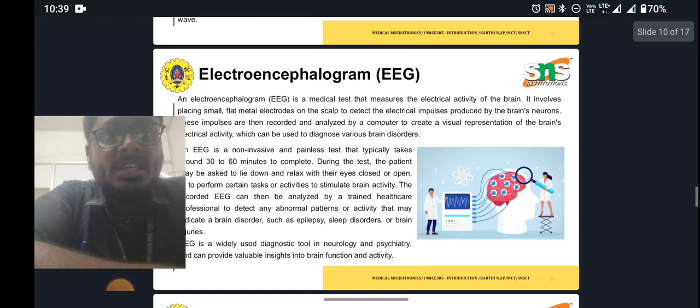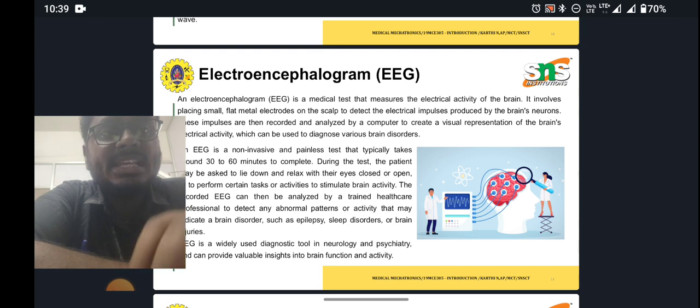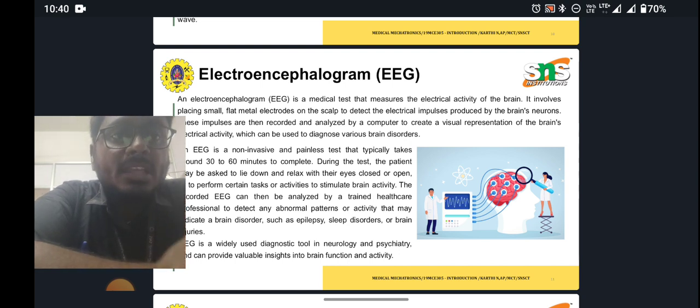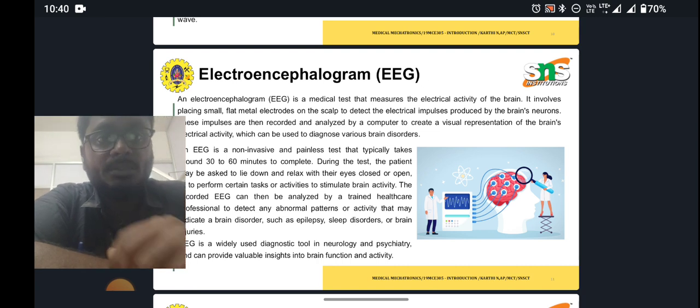Next, we can see the electroencephalogram. An electroencephalogram is a medical test that measures the electrical activity of the brain. It involves placing small flat metal electrodes on the scalp to detect the electrical impulses produced by the brain's neurons. These impulses are then recorded and analyzed by a computer to create a visual representation of the brain's electrical activity, which can be used to diagnose various brain disorders.